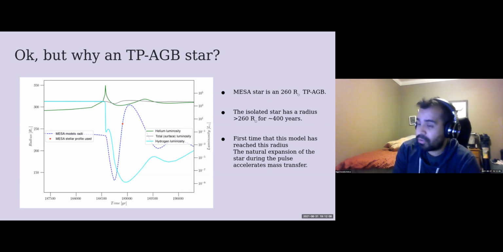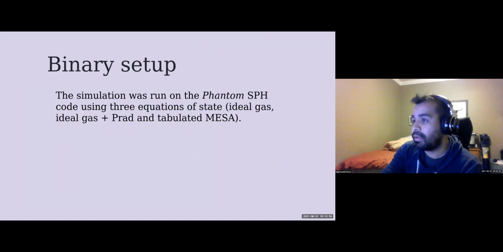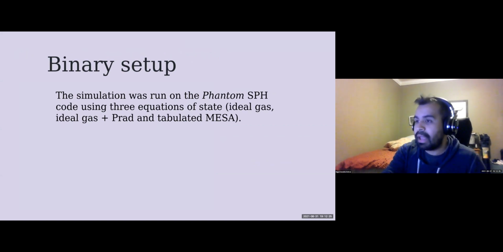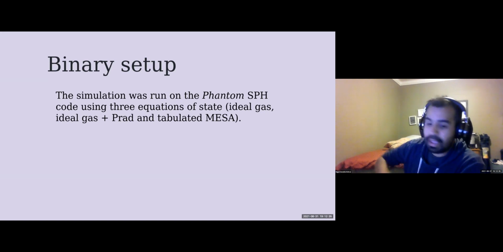a unique opportunity to see how the binary can trigger mass transfer and therefore a spiral-in in the common envelope. For this, we use the Phantom code, which is an SPH algorithm, and we apply 3 equations of state for 3 different models of stellar profiles. One with ideal gas, adiabatic, one with ideal plus radiation pressure, and the third one using the tabulated MESA equation of state.